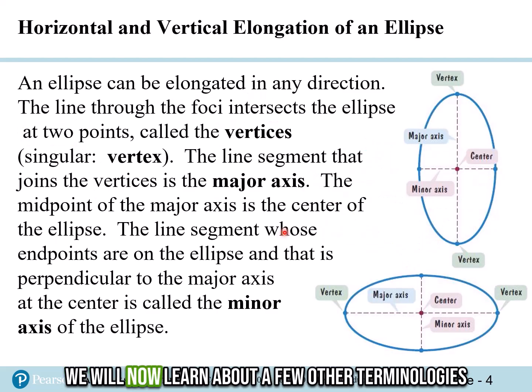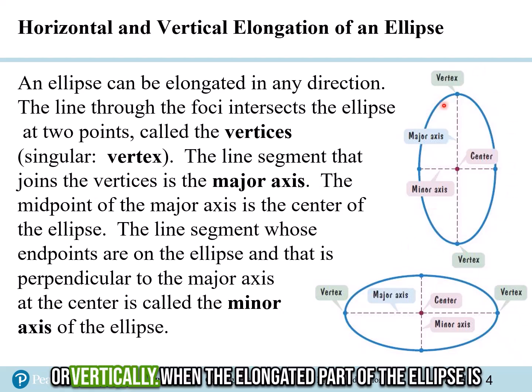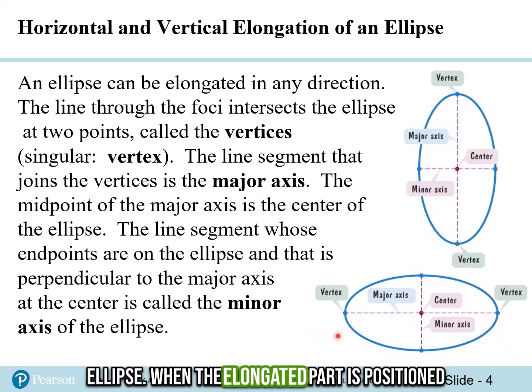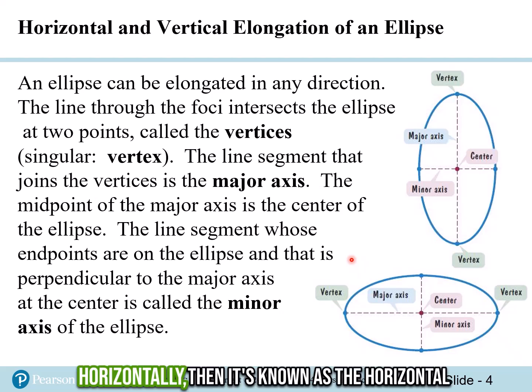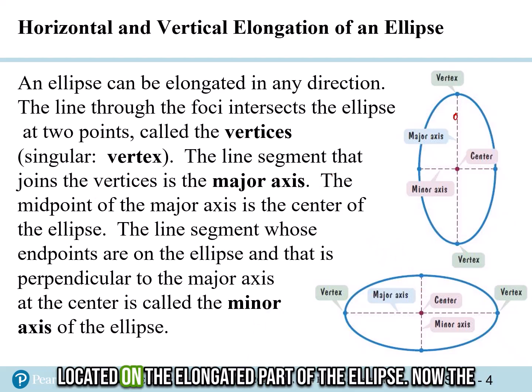All right. We will now learn about a few other terminologies of an ellipse. An ellipse can be positioned horizontally or vertically. When the elongated part of the ellipse is positioned vertically, it's a vertical placement of an ellipse. When the elongated part is positioned horizontally, then it's known as the horizontal elongation of an ellipse. The foci in any ellipse are always located on the elongated part of the ellipse.